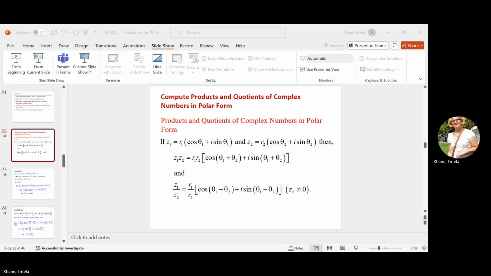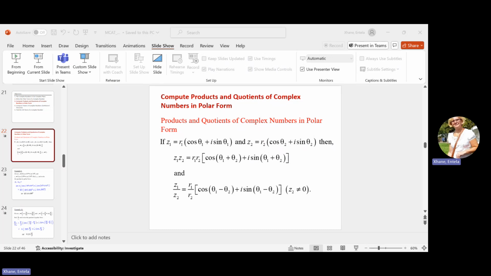Here's the example. Your number Z1 is given as 20 cosine of 30 plus I sine of 30. So making sure that the number is in the complex polar form, which is correct, I understand that R, the modulus, is 20, and the argument is 30 for the first number. Second number, R is 3, and theta is 210. My goal is to multiply them together. So when I multiply, the modulus of the first must be multiplied with the modulus of the second, and the arguments are going to be added together.